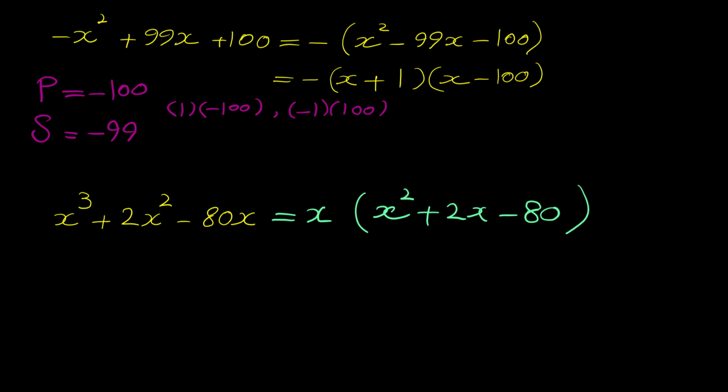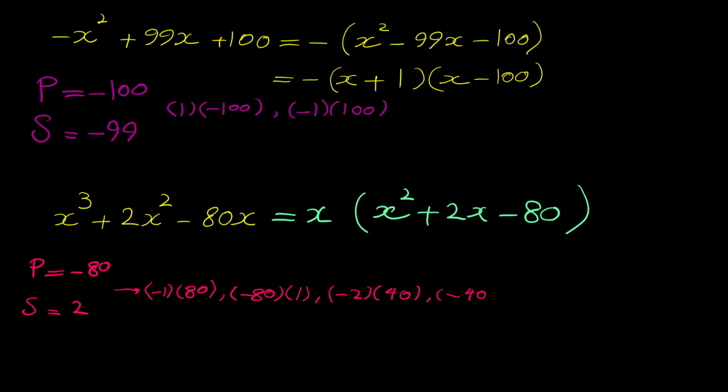Now we have to look for two numbers that their product is negative 80. So we look for two numbers that their product is negative 80 and the sum is 2. Those numbers can be negative 1 and 80 or negative 80 and 1. But none of these works because the sum is 2. What about negative 2 and 40? Or maybe negative 40 times 2?